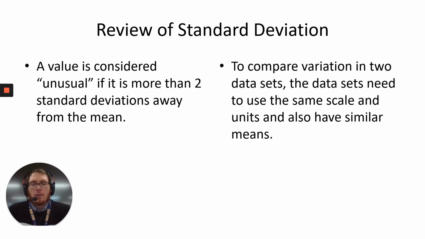Okay, so just a few things about standard deviations to review. First thing, we consider something unusual in general if it's more than 2 standard deviations away from the average or the mean. And when we compare data sets, we have to make sure that the data sets have the same units and they have similar means. If those two things aren't the case, then it's probably hard to compare the two data sets when it comes to variation, because the mean itself will affect where the data is located anyway.